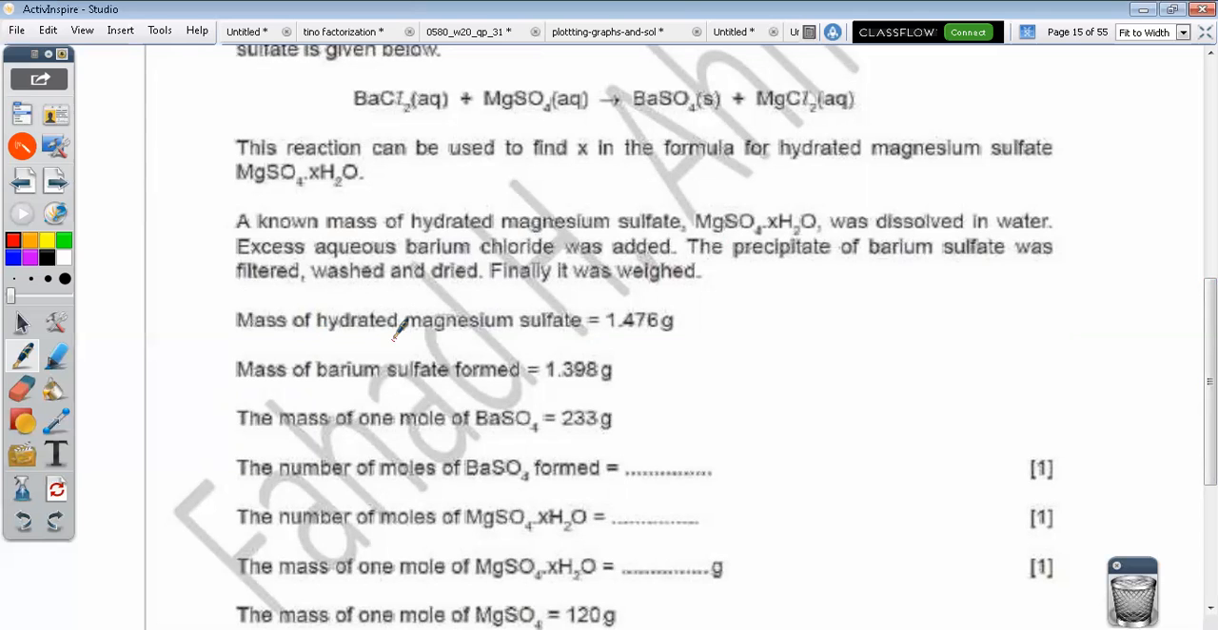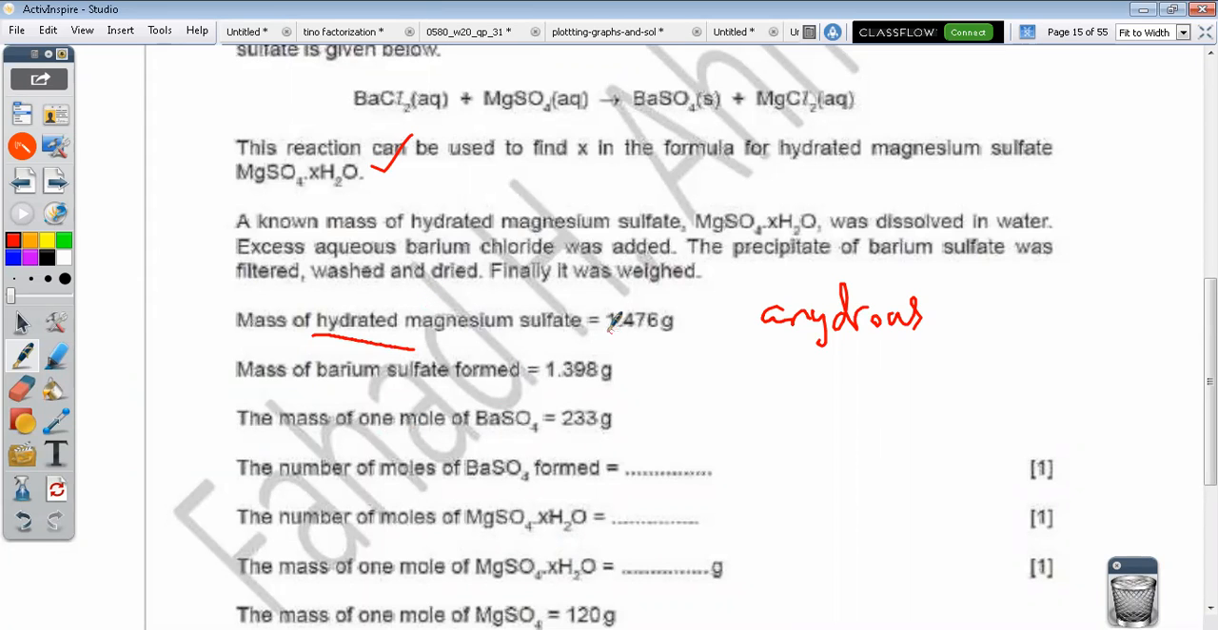So what I simply need to mention is certain things here. When we say hydrated, who knows what that means? What's the difference between hydrated and anhydrous, from chemistry? If I say hydrated magnesium sulfate, it means the magnesium sulfate is in water, mixed with water like this. Anhydrous, it doesn't have water. Clear?